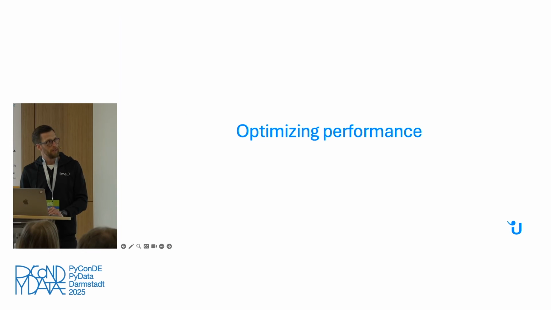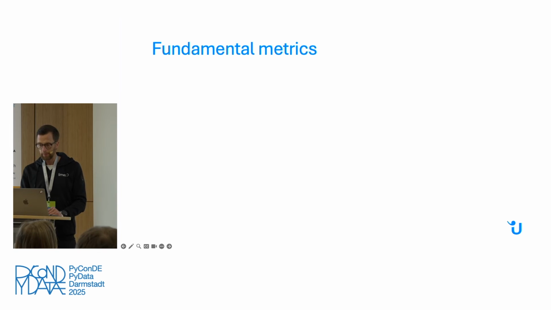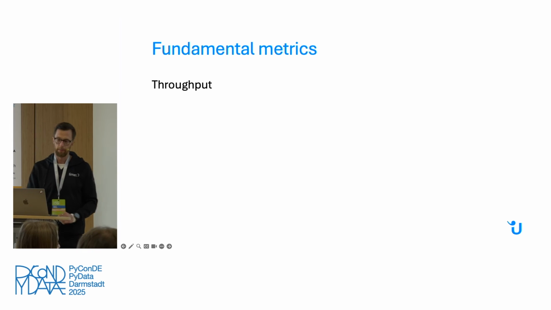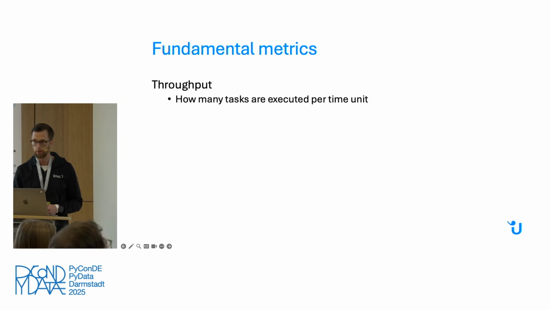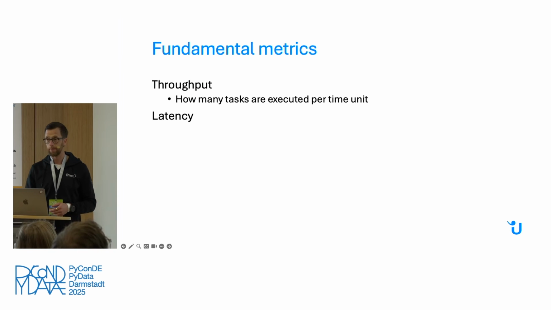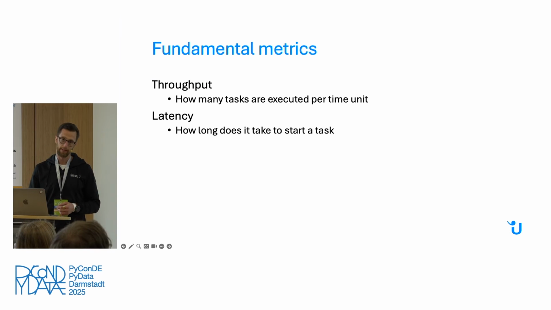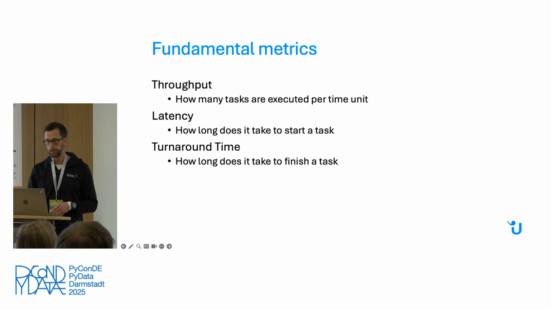So now let's talk about performance. First, we define some fundamental metrics. We have throughput, which is how many tasks are executed per time unit. Then you have latency, how long it takes to start a task. And finally, you have the turnaround time, which is how long it takes to finish the task. So that's the latency plus the actual execution time of the task.